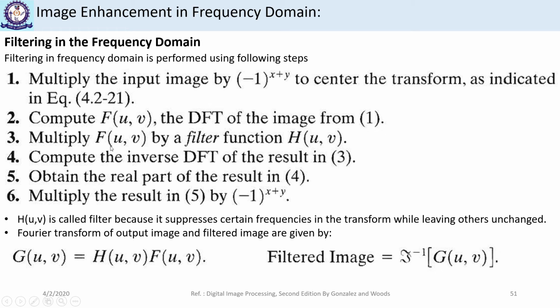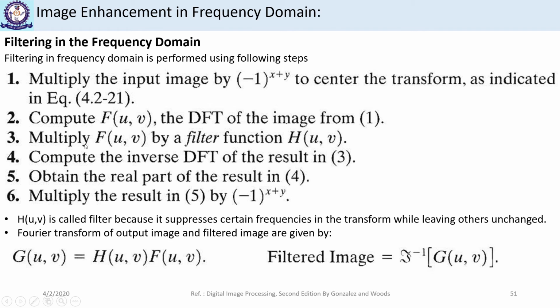The first step is we multiply the input image by -1 raised to the power x plus y to center the transform, as indicated in this equation. That means we multiply it by this so that the origin will be moved to the center of the transform. Now we compute F(u,v), the DFT of the image. We convert this spatial domain signal into the frequency domain. That means we calculate the discrete Fourier transform of the input image.